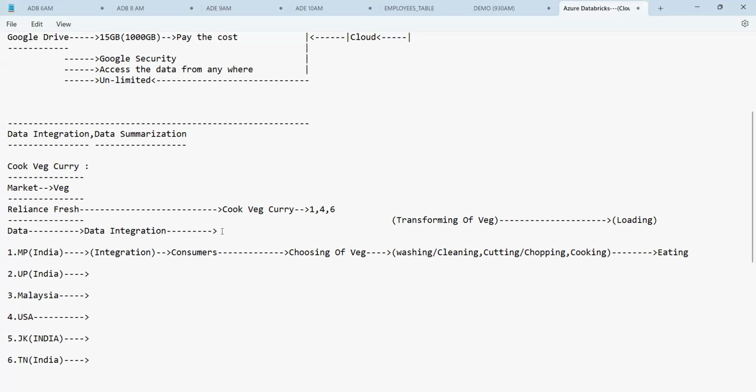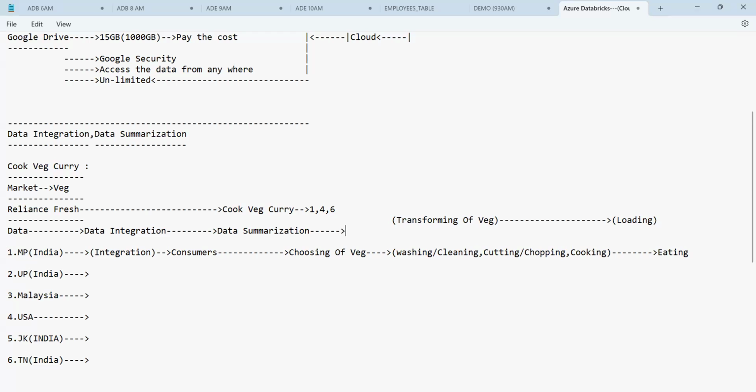You'll have the next process of data summarization. So what is summarization? In this process, data summarization is nothing but the same process we perform: choosing of vegetables, washing and cleaning, cutting, chopping of vegetables, and cooking of vegetables.